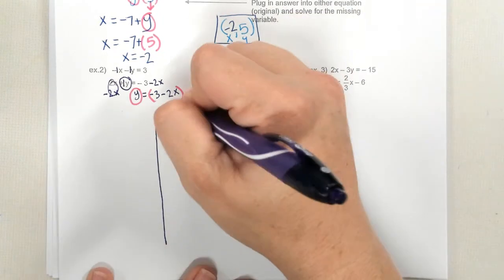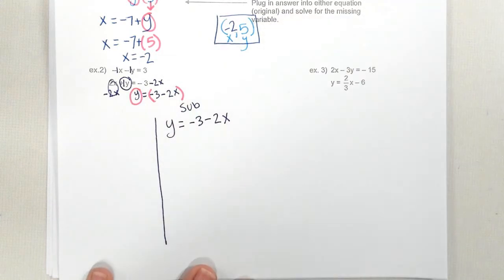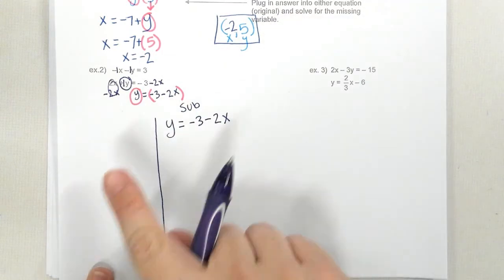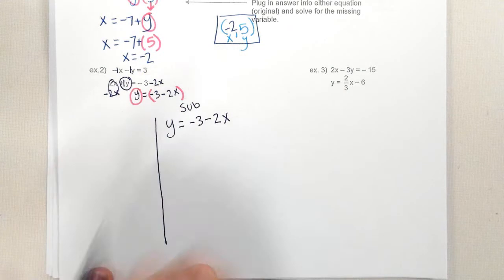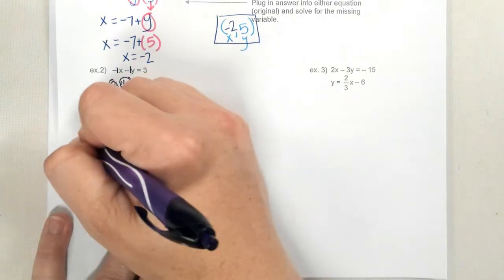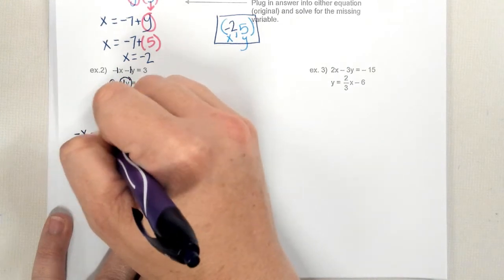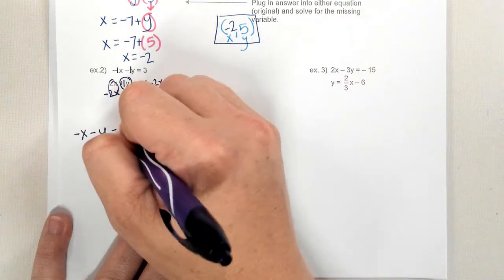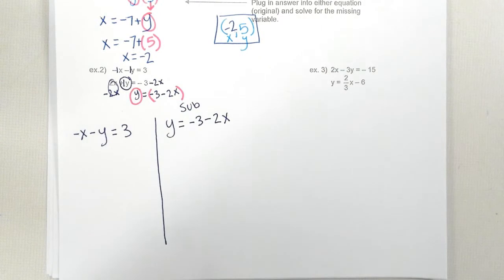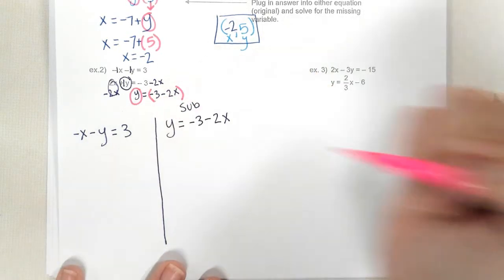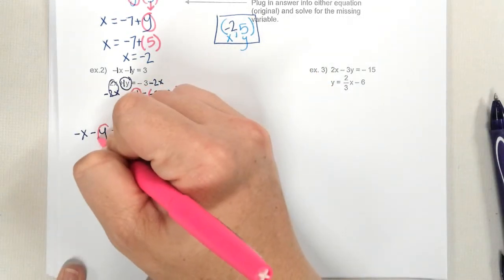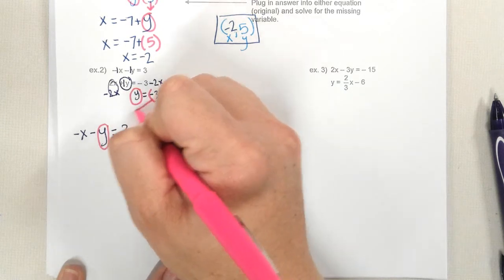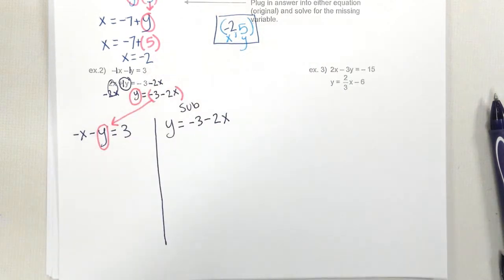This is your sub side, substitution side. Okay? Your other side is the equation that you have not messed with. Which one have I not messed with? The negative x minus y equals 3. This is my one that does not have my substitute. Well, since I know y equals negative 3 minus 2x, I can replace y with negative 3 minus 2x.